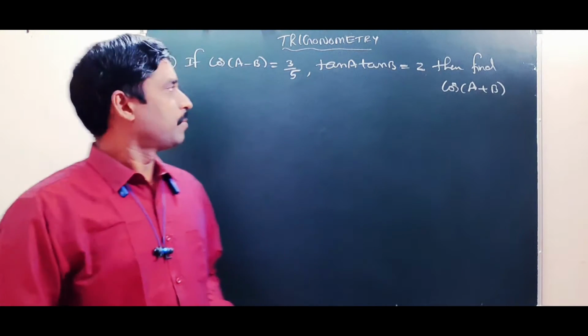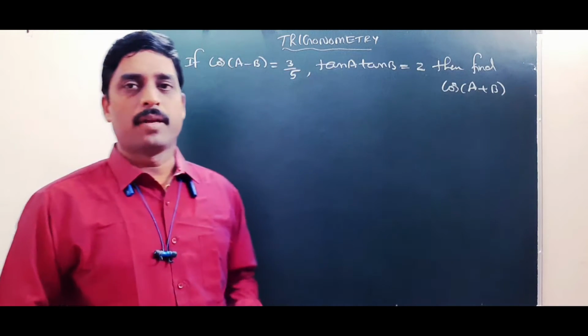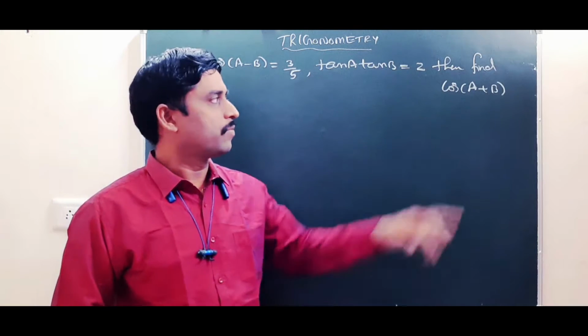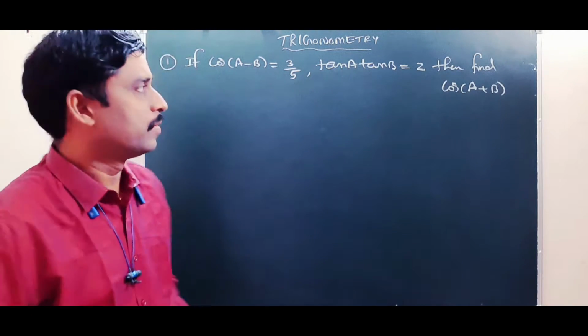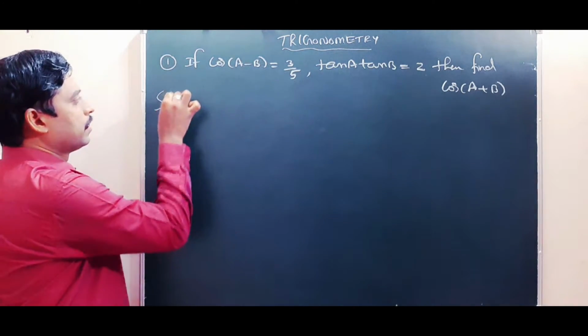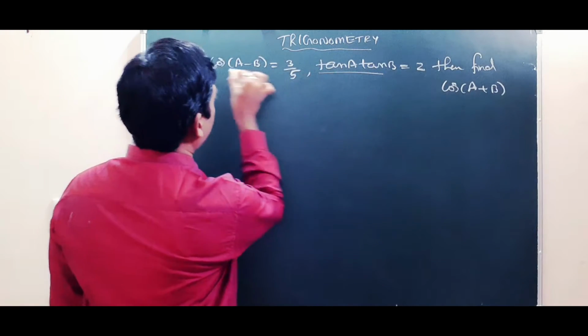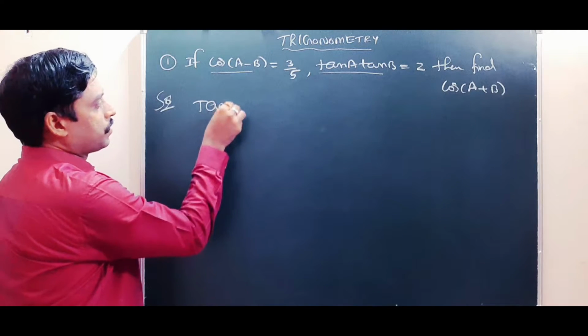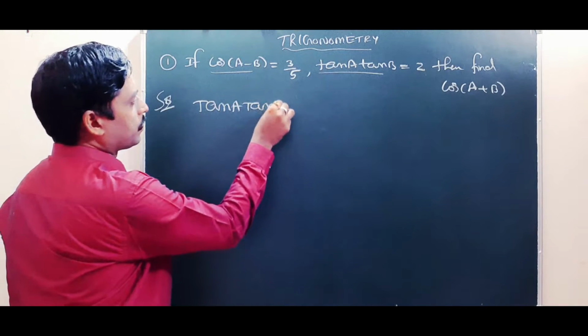Okay, now let me explain question number 1. Cos A minus B value is given as 3 by 5, and tan A tan B equals 2. Then find cos A plus B. So what is given? Tan A as well as tan B and cos A minus B are given. So tan A into tan B equals 2.